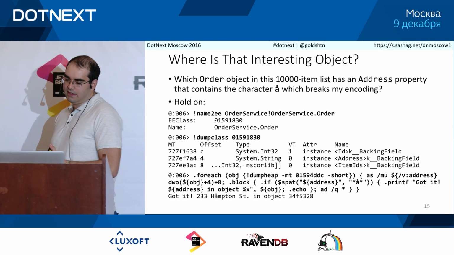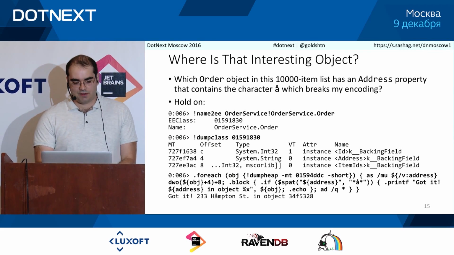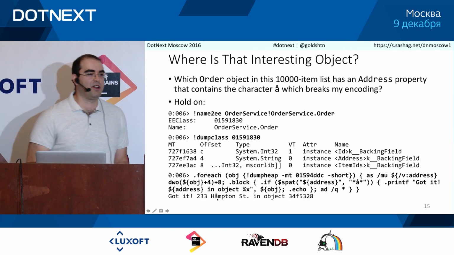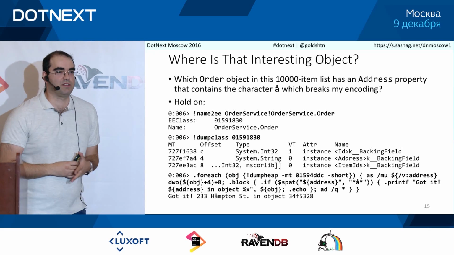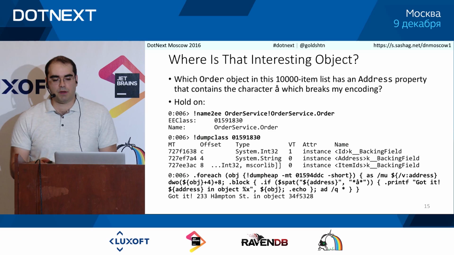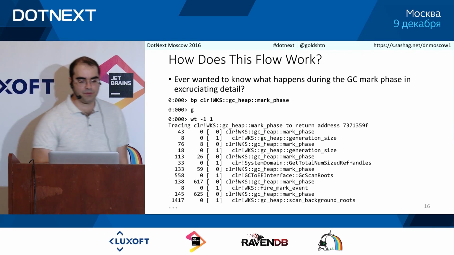So the result is that, yep, some object has this address 233 Hampton Street with a dot on top, and that was the object I was looking for. So again, the idea is we tell the debugger to run a program for us.